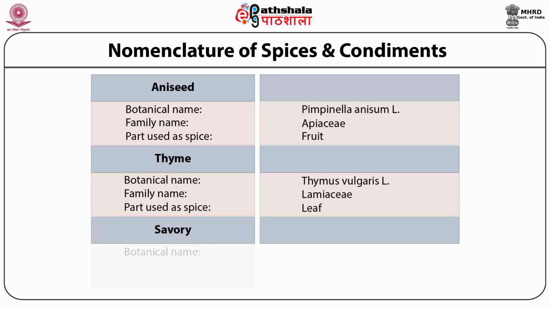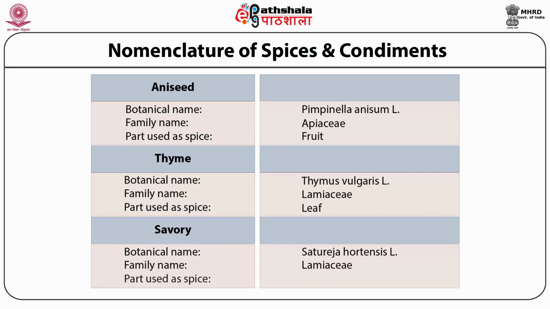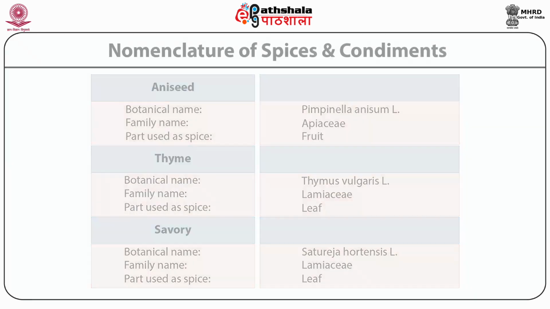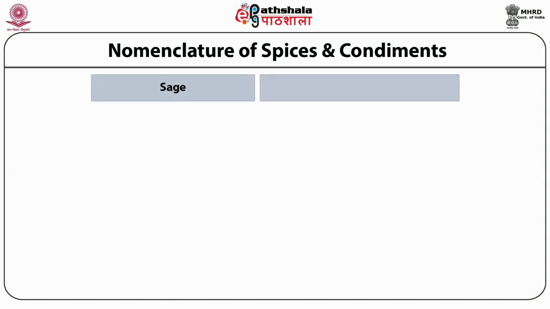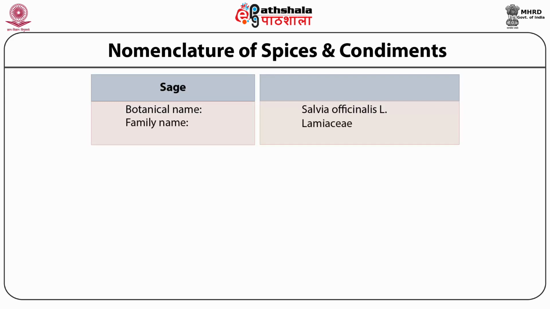Savory. It's botanically called as Satureja hortensis L. It belongs to the family Lamiaceae. The part of the plant used as spice is the leaf. Sage and rosemary belong to the same family with the same spice part. Sage. It's botanically called as Salvia officinalis L. It belongs to the family Lamiaceae. The part of the plant used as spice is the leaf.